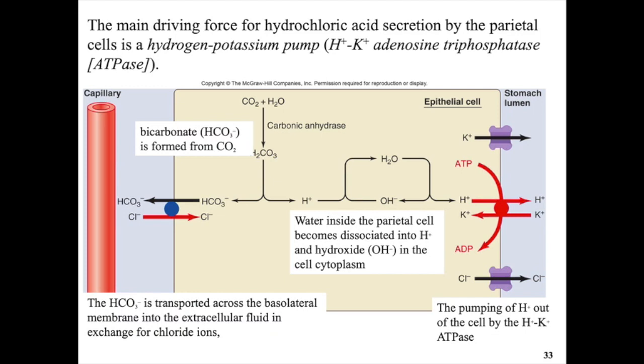The most important aspect of the parietal cell that I want you to focus on is the production of acid. Acid is produced via a pump called the potassium hydrogen pump, or hydrogen potassium ATPase, which is normally called the proton pump. You might have heard of omeprazole, and that's the PPI, a proton pump inhibitor. So it inhibits the formation of acid.